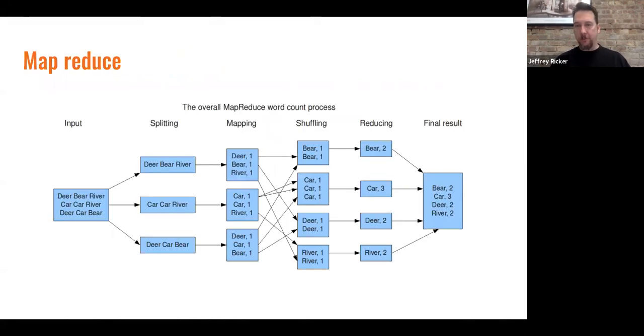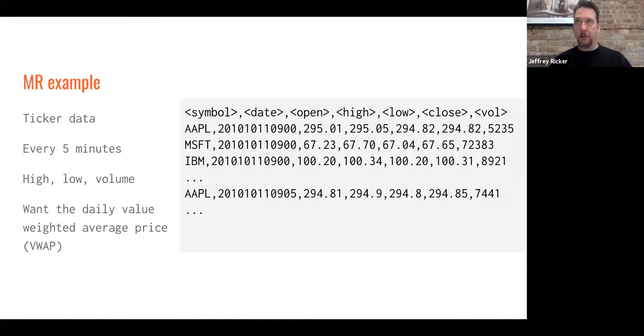And we also saw the very basic word count, where you have an input, which is a list of nouns, you split it, you count the number of instances each noun exists, you shuffle them, and you reduce based on the shuffling, and you get a final word count. It's a very boring example. So I came up with a more common example, right?